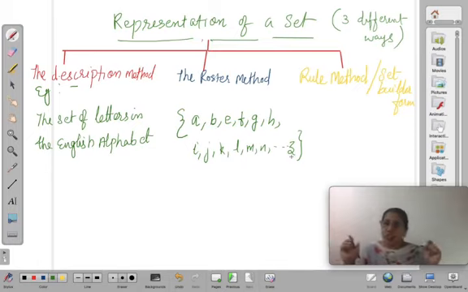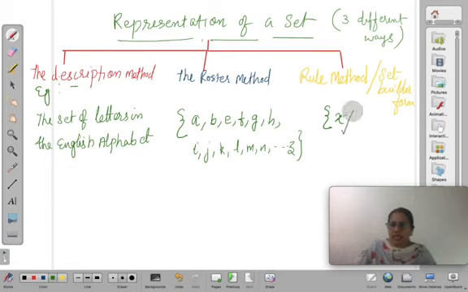The next method is the rule method. That means we have to give some rules. In that method, in the same way we put a curly bracket. After that, write x such that. You can either use a colon or put a slash to represent such that. Both ways you can use. So here I am writing x such that. What is the condition there? What is the rule there?